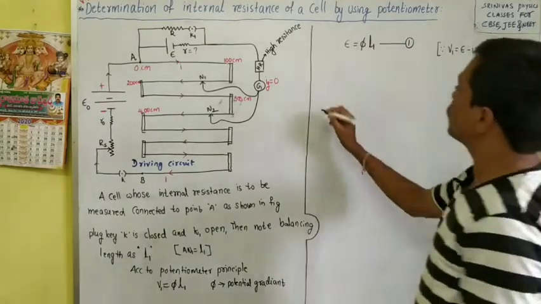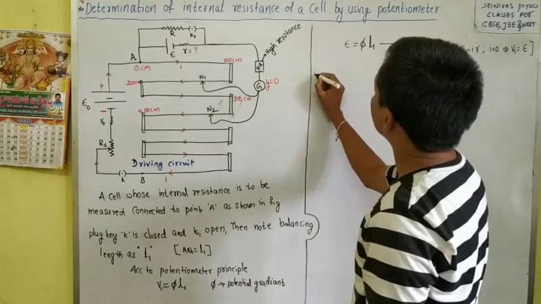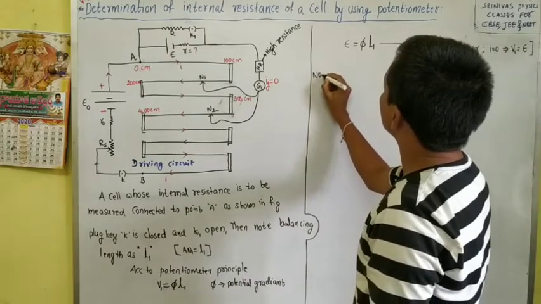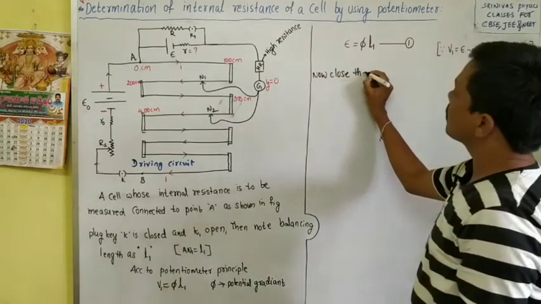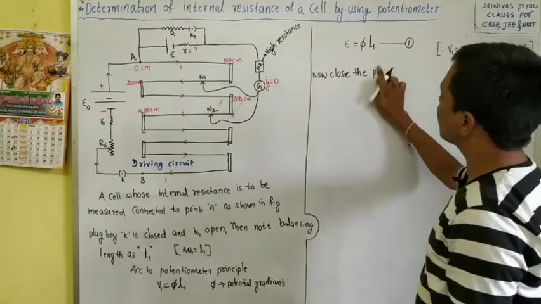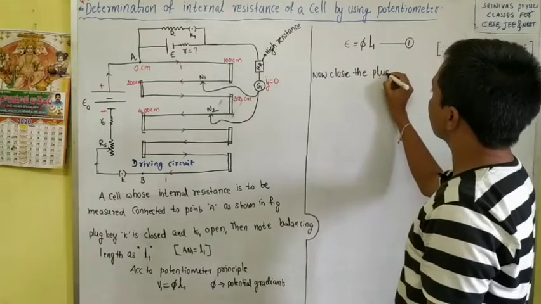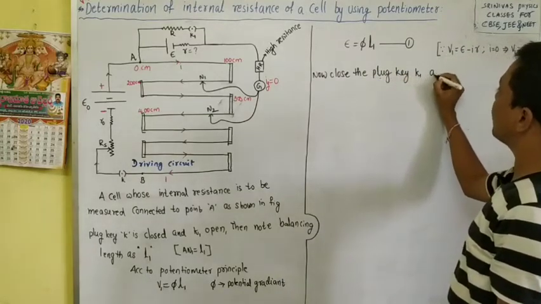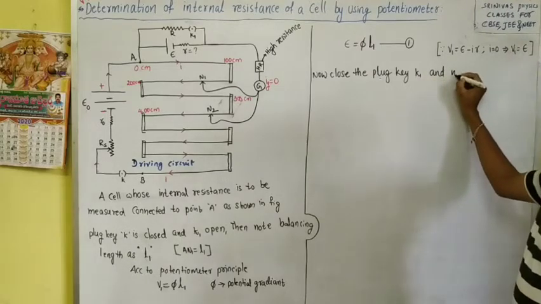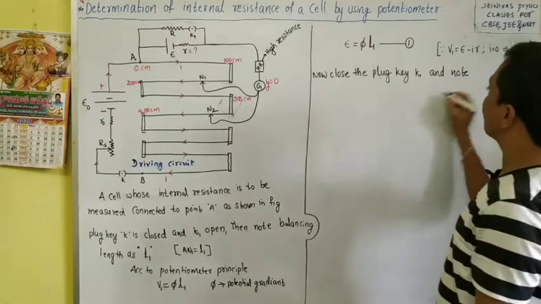Next, what we have to do now is close the plug key K1 and note the balancing length.